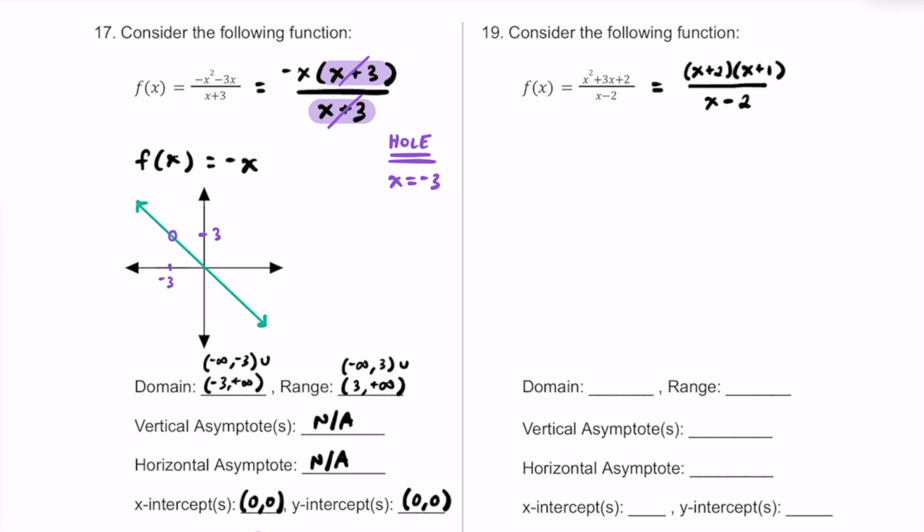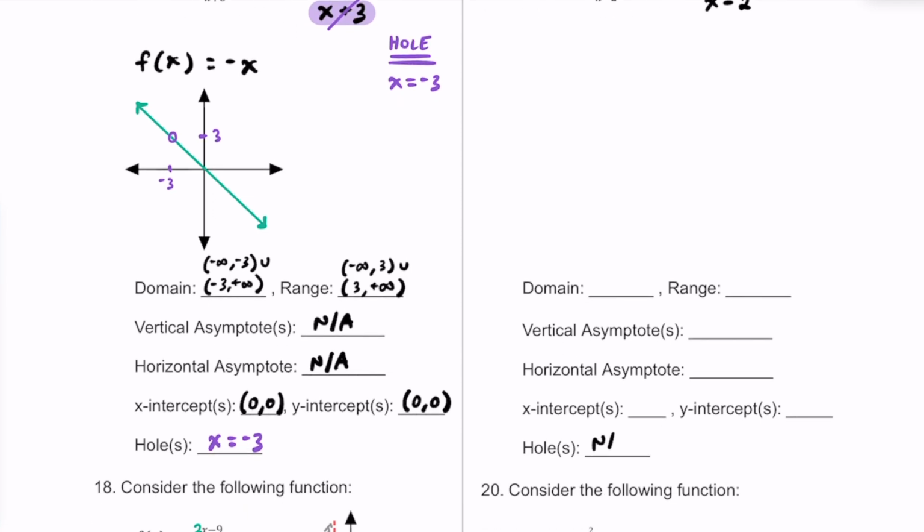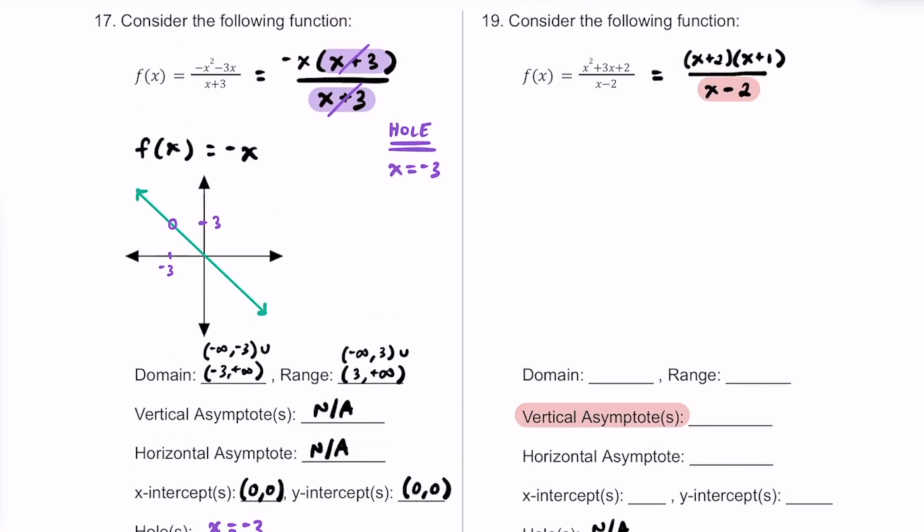So got excited for just a moment. I thought there might be a hole, but it looks like there's not going to be, just because we have an x plus 1 and an x plus 2 on top and an x minus 2 on the bottom, so I don't think we can cancel anything out here. So in terms of holes, let's just write at the bottom here that we're not going to have any holes for this particular function. That being said, we can go straight to looking at the vertical asymptote because that's pretty quick to identify. So what makes that denominator equal to 0? Well, if x was equal to positive 2, we would have a 0 in the denominator. So we know we're going to have a vertical asymptote there.